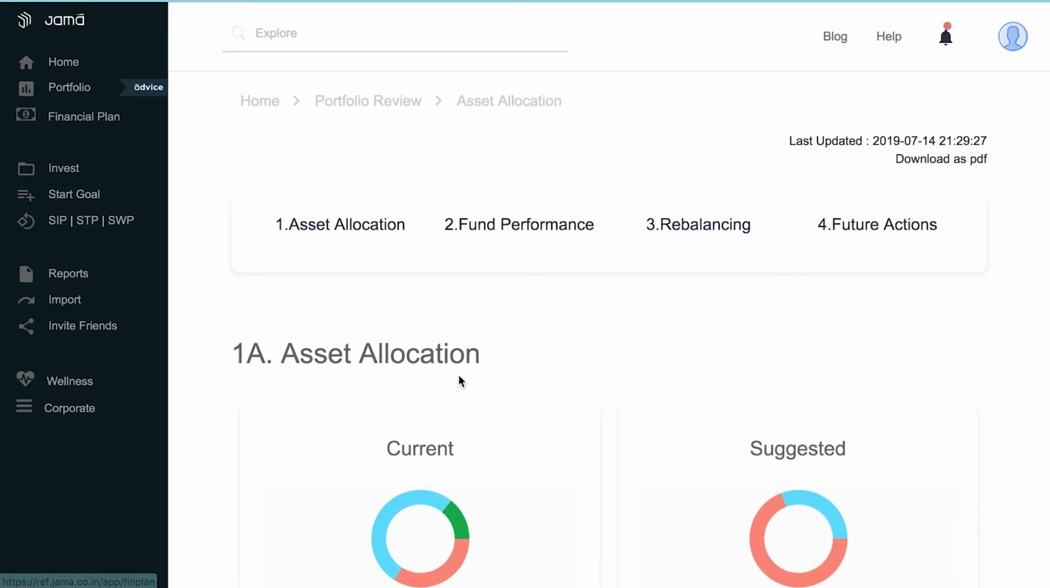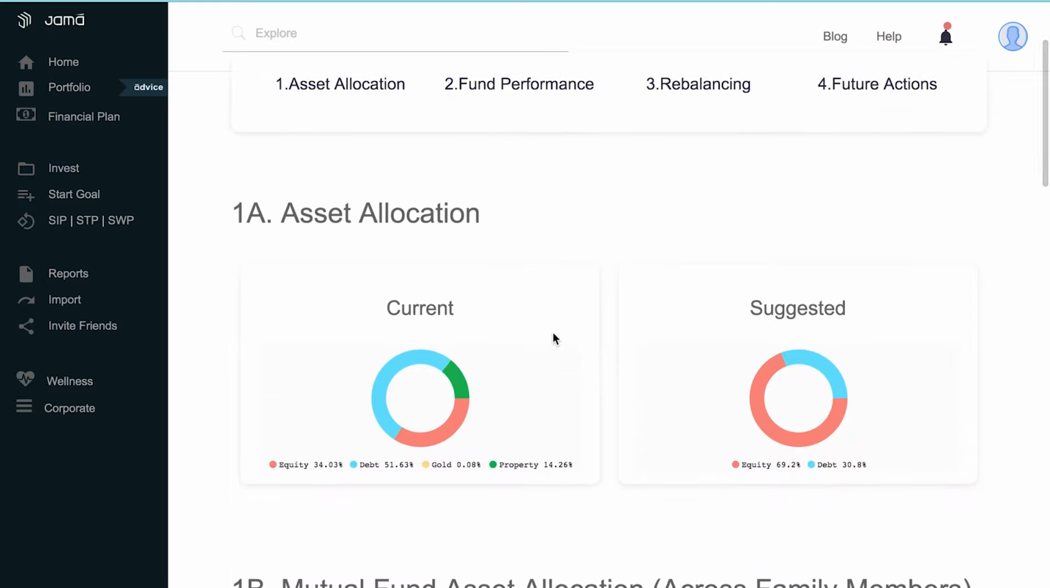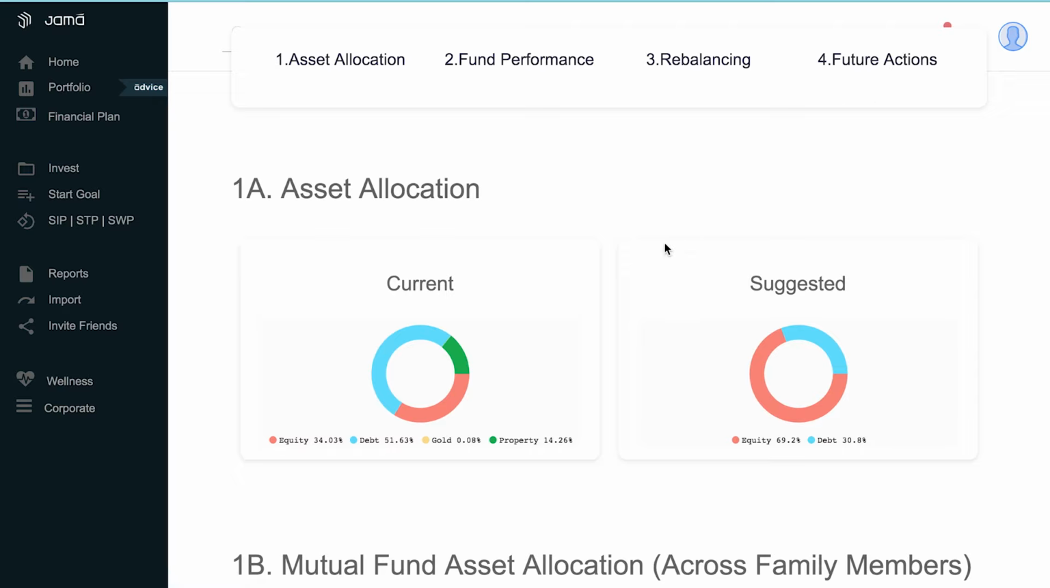So we now get into the detailed portfolio advisory screen, which is available by clicking on the advise icon next to the portfolio on the left bar. This is more of a detailed portfolio discussion with an advisor. It's also available for the advisory clients. It starts with an asset allocation, gets into the detailed performance of each fund, gets into rebalancing of the funds, and then also tracks all the future actions which are pending or which need to be done.